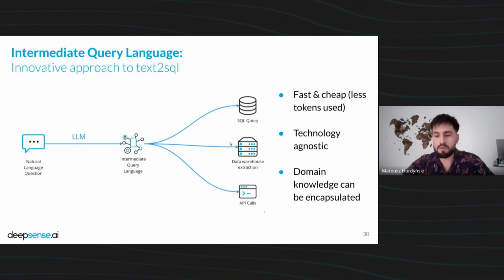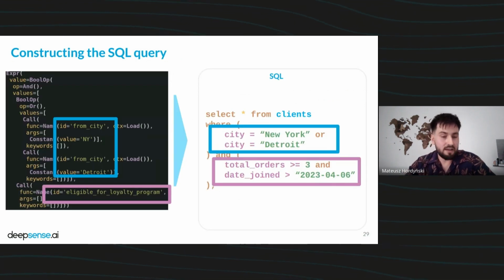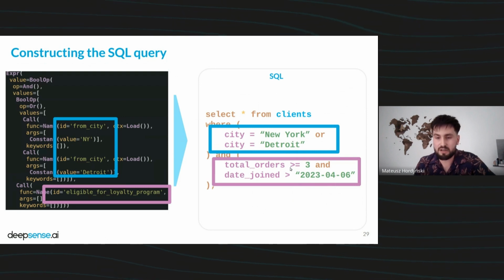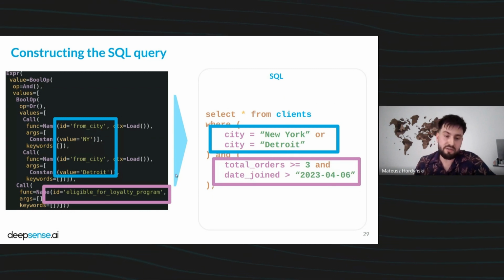And the domain knowledge can be encapsulated. So here again, you had this eligible for loyalty program. It would be really hard for the model to generate these conditions because it doesn't know anything about our loyalty program in our company, but a function call like that is really easy for the model to understand.